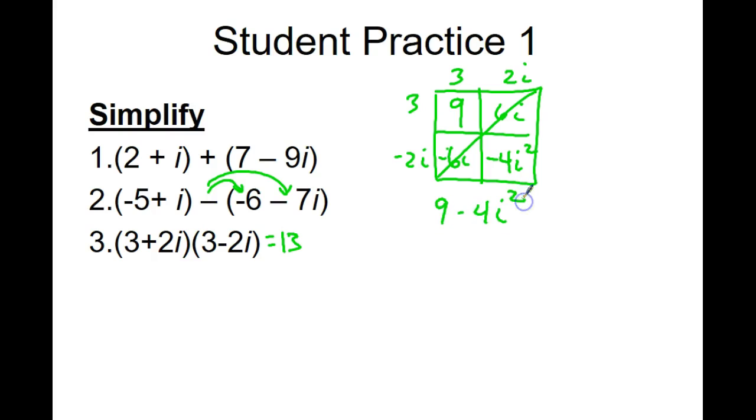And so here's what I'm left with, but we can go further. Paris, what am I going to replace the i squared there with? What am I going to replace i squared with? Oh, yes, a negative 1. And then what does this become then? Okay. 9 and 4 make 13.